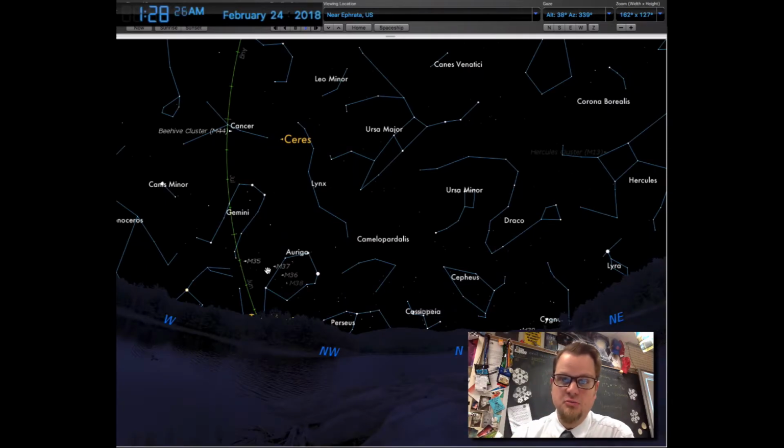Just get out there in the mornings to see if you can check out the planetary alignment. No, not the planetary alignment, the planetary lineup. And then take some pictures and send them to me. I'd love to share them with the world.